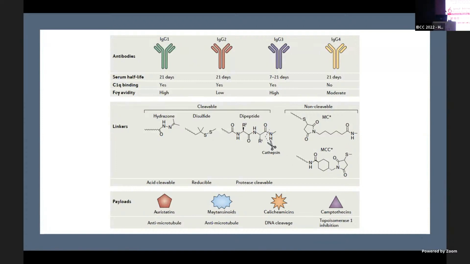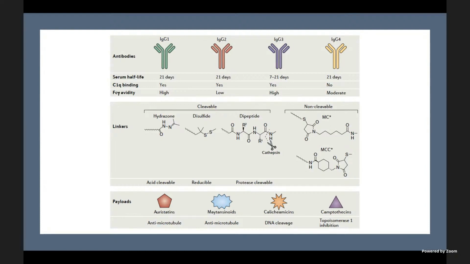Now, if we look at the antibodies, antibodies can be IgG1, G2, G3, or G4. The basic difference is what is the serum half-life and what is the avidity with the F fraction. Now, if we look at G1 and G2 and G4, they have a very long serum half-life of around 21 days. If we look at the F fraction binding capacity, it is the maximum for IgG3, but usually the serum half-life is somewhere around 7 days. So most of the times we end up using IgG1.